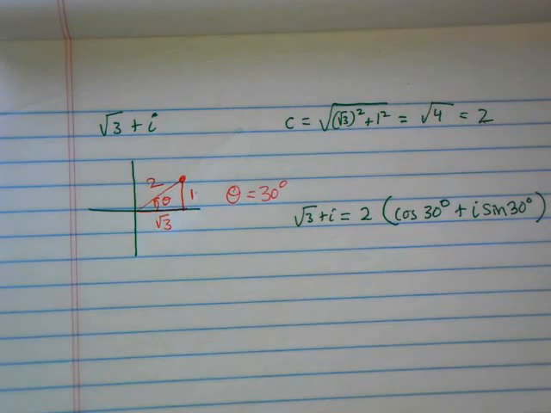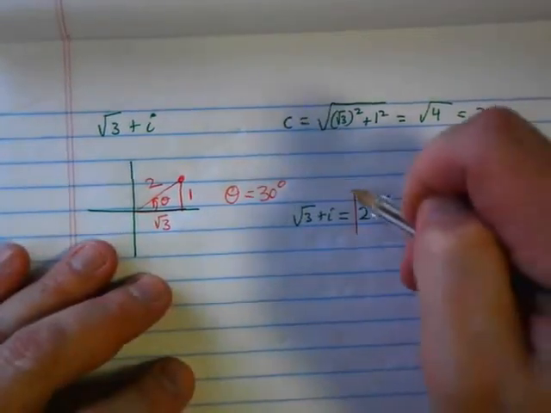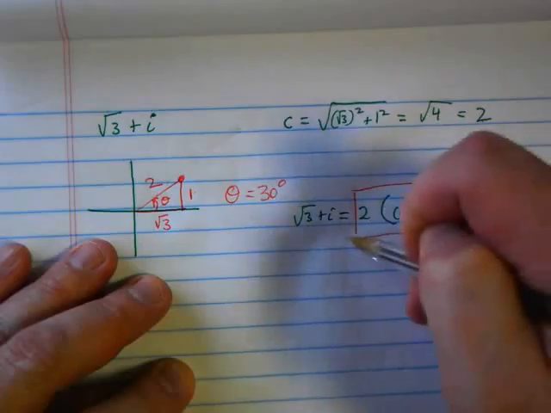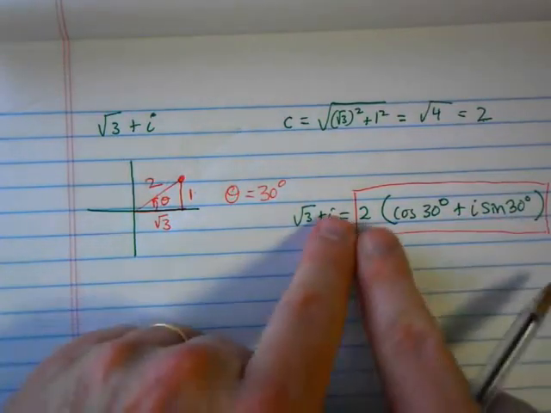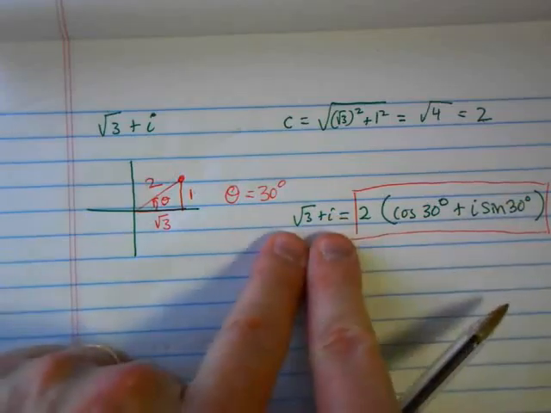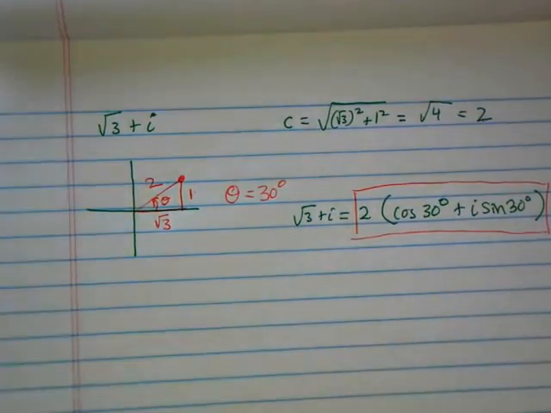Questions on that? Do you leave it or do you just? If the directions are write your answer in trigonometric form, that's it. Now, if you want to check, you could do cosine of 30 degrees, sine of 30 degrees, and then distribute that 2 through and see if you got the right answer. I'm pretty sure we do.